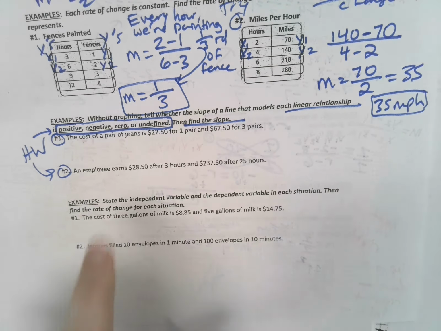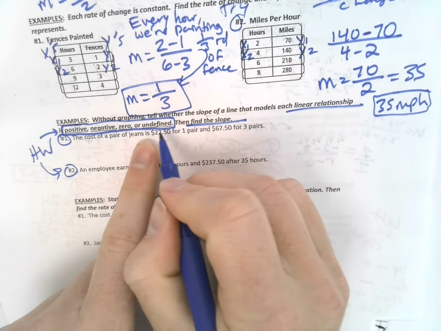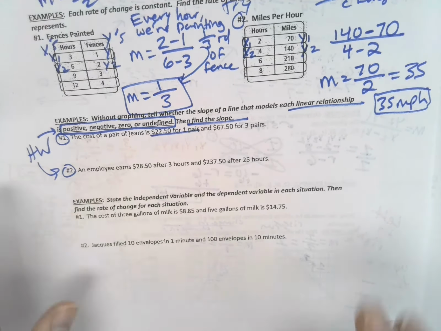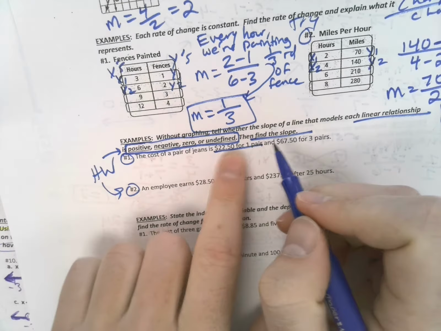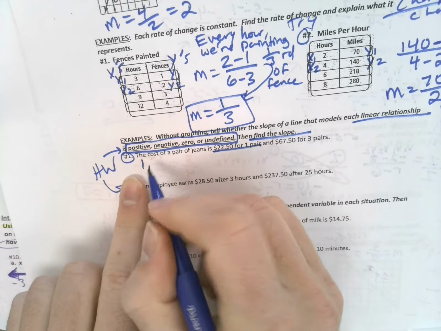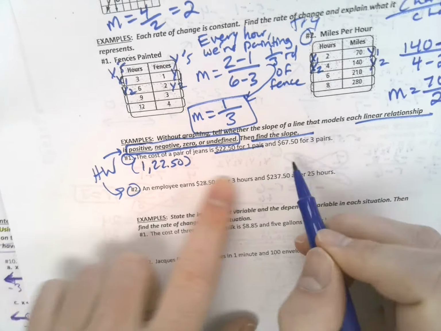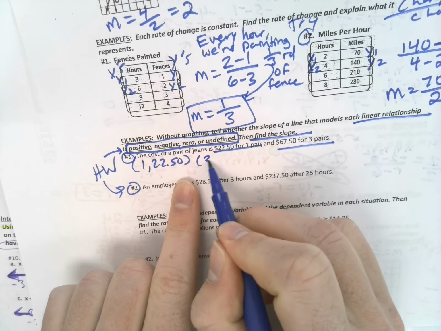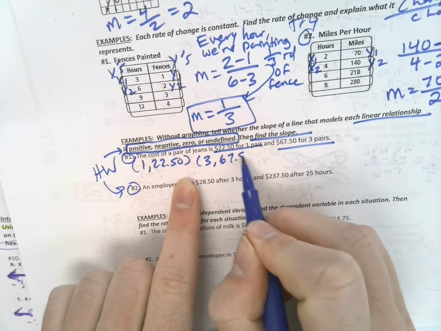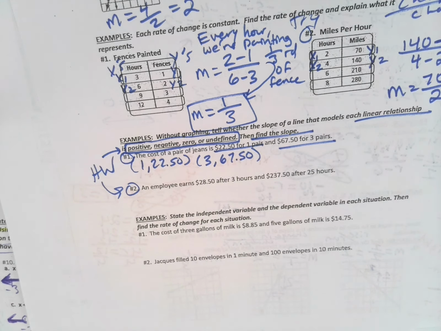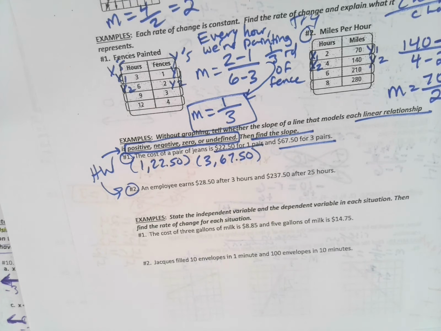How much did it cost for 1 pair of jeans? So we know for 1 pair of jeans it was $22.50. How much was it for 3 pairs? $67.50. And by the way, can we tell what kind of slope this is going to be? As we buy more pairs, what's happening to the price? So as X increases, Y is increasing. What kind of slope is that? Positive. That's a positive slope.